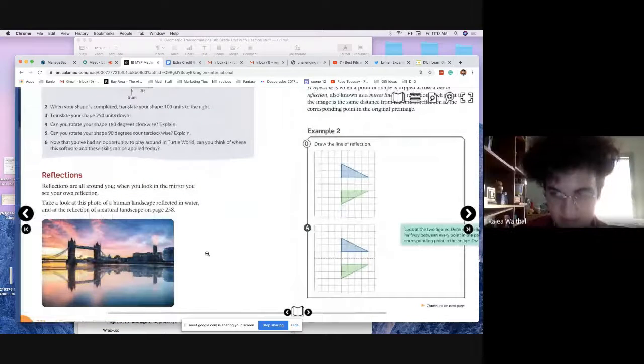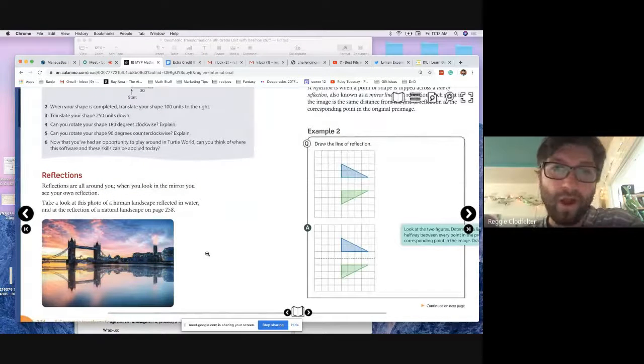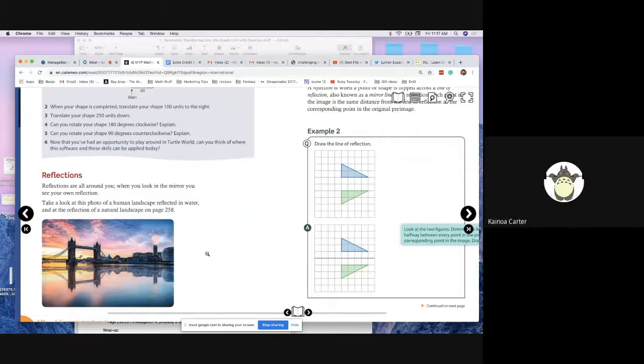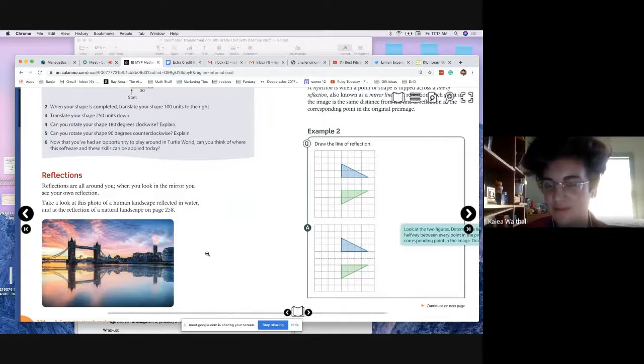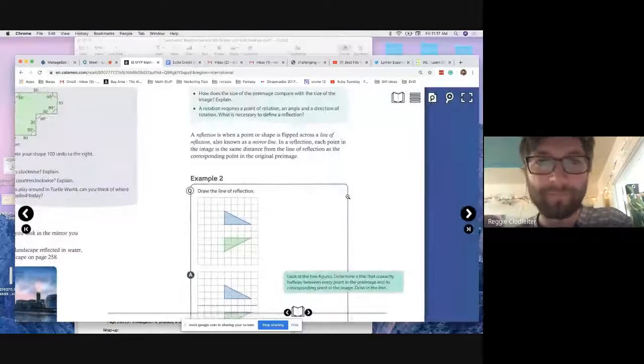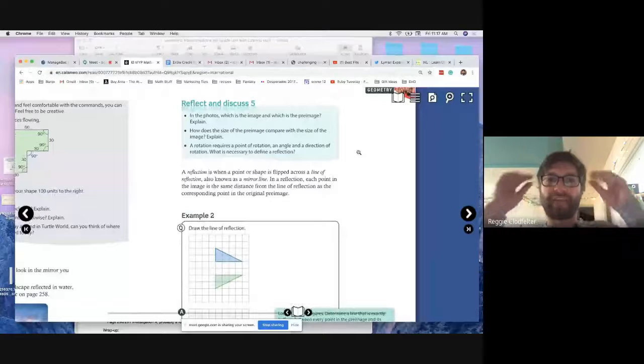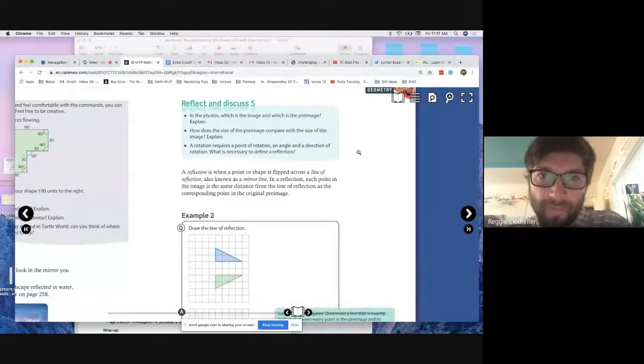So they're the same size because... Are they always the same size? Yes. Well, because a reflection has to be the same size, unless you also dilate it, it has to be the same size. Bingo. Perfect answer.